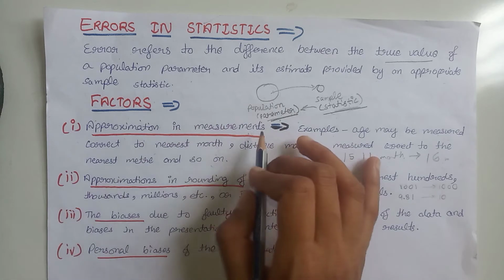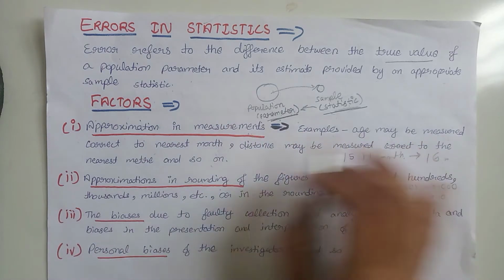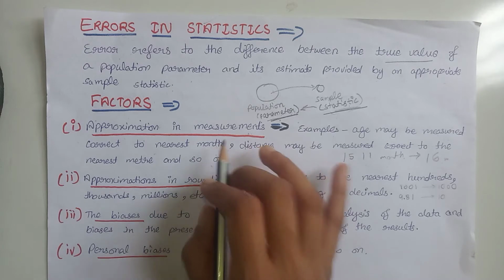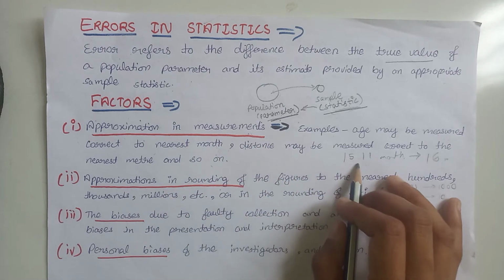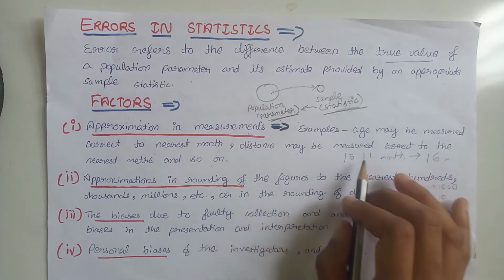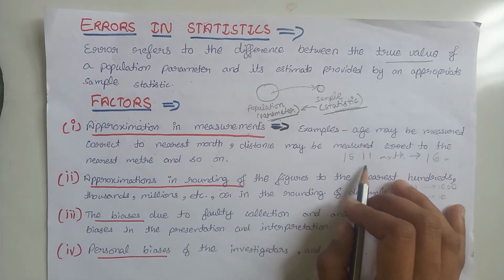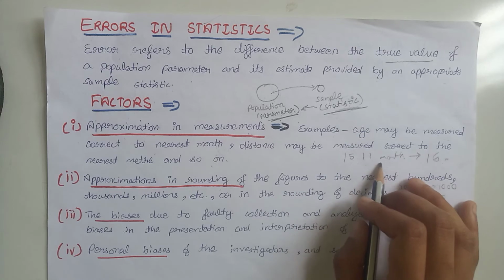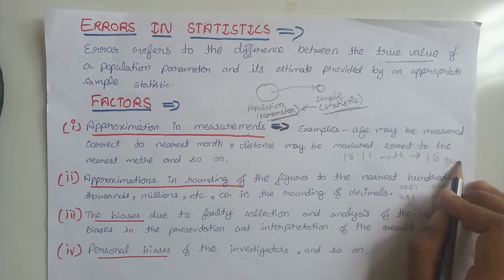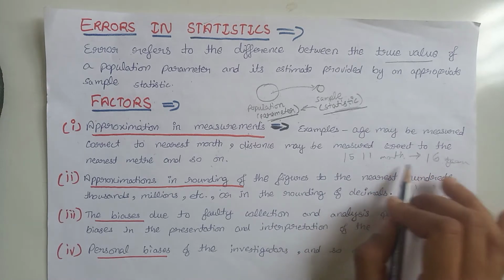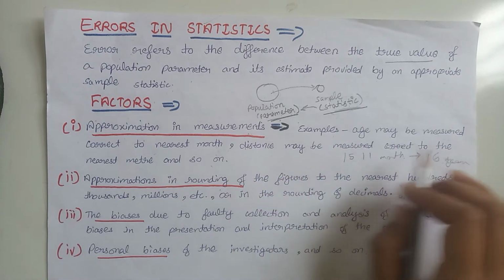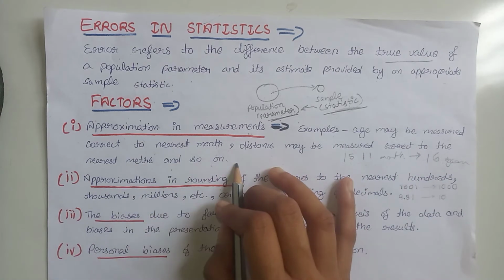First is approximation in measurements. Example, age may be measured correct to the nearest month. We can explain this through an example. Suppose we are measuring ages of students in a school and we may measure the age of one student as 15 years 11 months. To make calculations easier, we can write this age as 16 years. So there occurs a difference, that is, there occurs error. Similarly, distance may be measured correct to the nearest meter and so on.